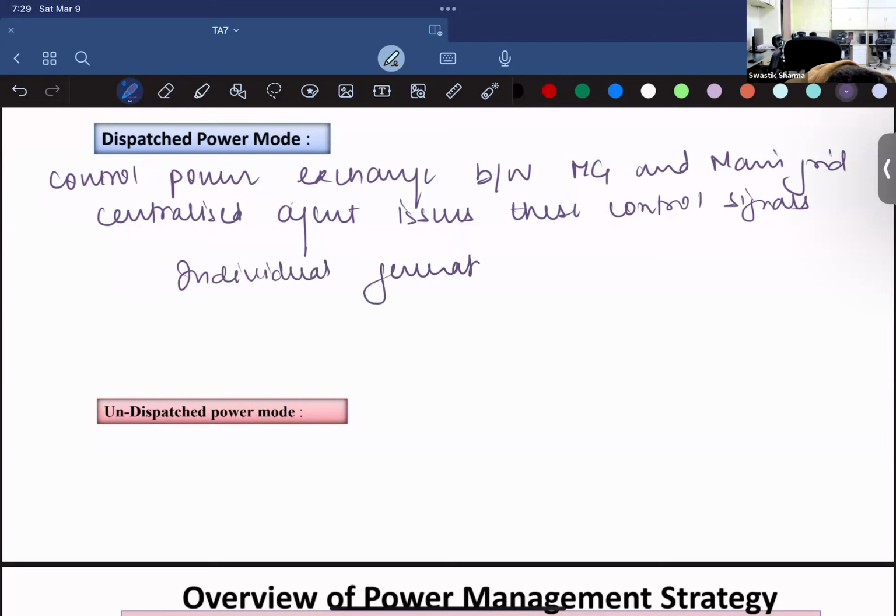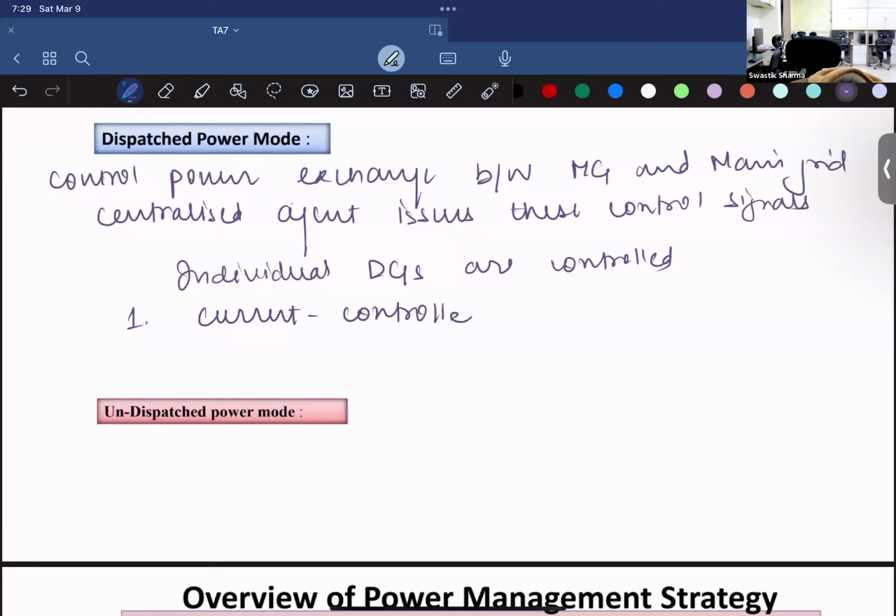So I told you that you are controlling the power exchange, right? For that, you have to control your DGs as well. So how do you do it? There are two ways. One is current controlled mode, and the second is voltage controlled mode.